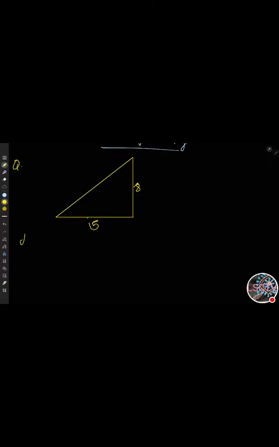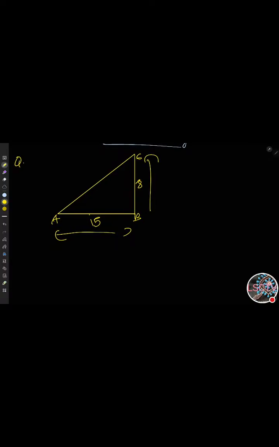Okay, now here. A particle moves along the path A to C like this. Find the distance and the displacement. Find the distance and the displacement.